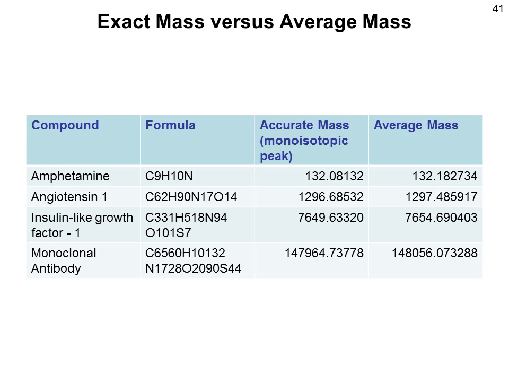For a small molecule like amphetamine, this difference is relatively small, but already significant. As the molecules get bigger to angiotensin 1, you see that you have almost 1 atomic mass unit difference. For insulin-like growth factor 1, this difference has increased to almost 5 atomic mass units, and for a monoclonal antibody, it is even much bigger. Thus remember, for high-resolution mass spectrometry, you have to measure the exact or accurate mass, so you have to look at the monoisotopic most leftward peak.